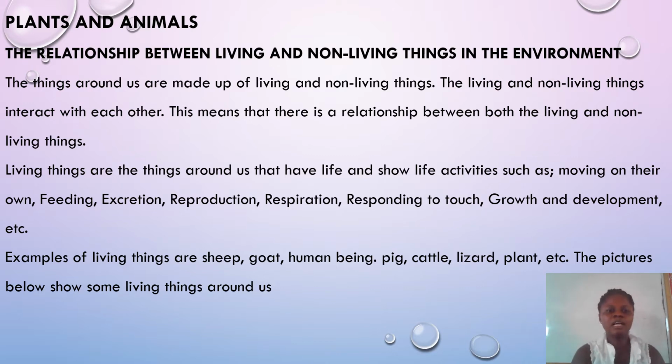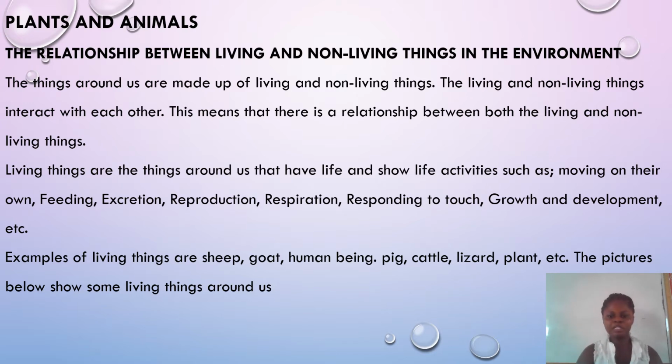Right. So let's start first with the relationship between living and non-living things in the environment. The things around us are made up of living things and non-living things, as we know from basic 1. The living things and the non-living things interact with each other, okay? This means that there is a relationship between both the living and the non-living things. Living things are things around us that have life in them. They show life activities such as moving, feeding, excretion, and all that. Examples include human beings, animals, and plants.